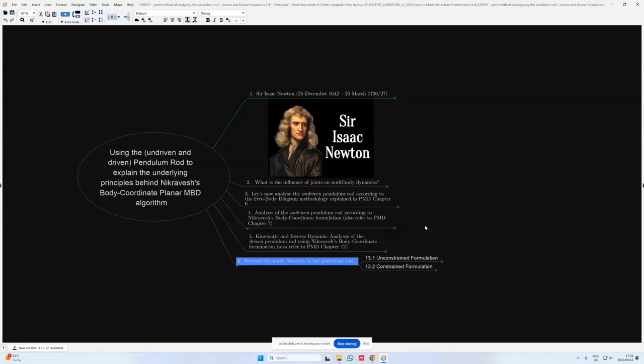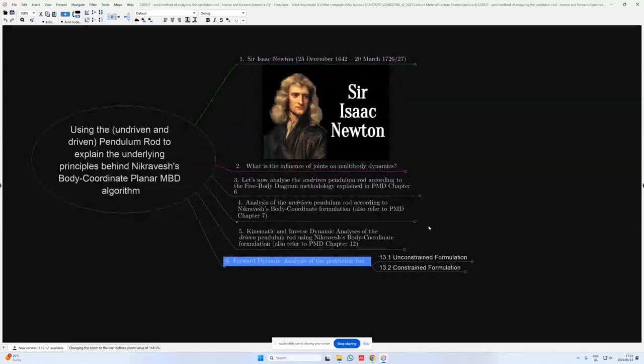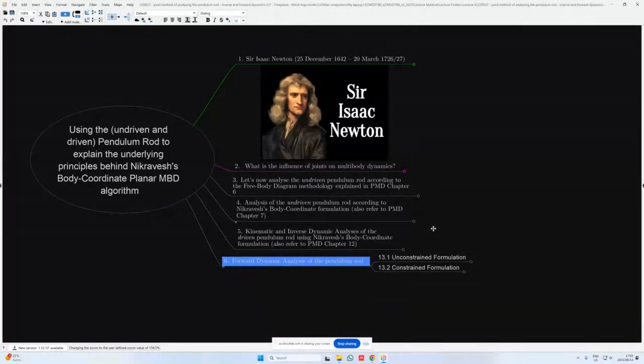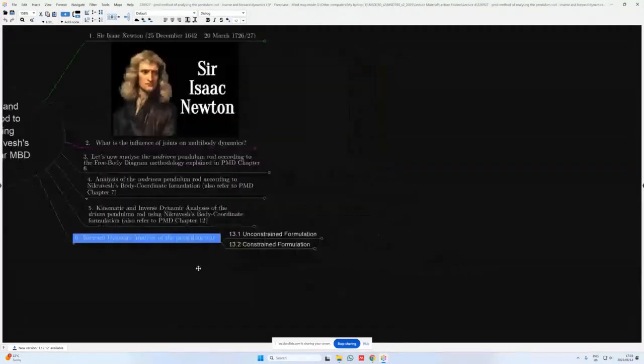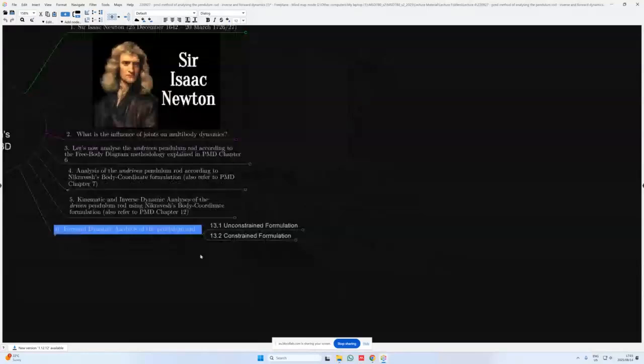So we're going to have a look at those examples again today: the inverse, the forward, and then also the combined dynamic analysis. But before we do that, I want to give you a bit more information with regards to the forward dynamic analysis of the pendulum rod. There are two formulations that we are going to look at. Firstly, an unconstrained formulation, and then section 13.2 of the PMD textbook will deal with the constrained formulation.